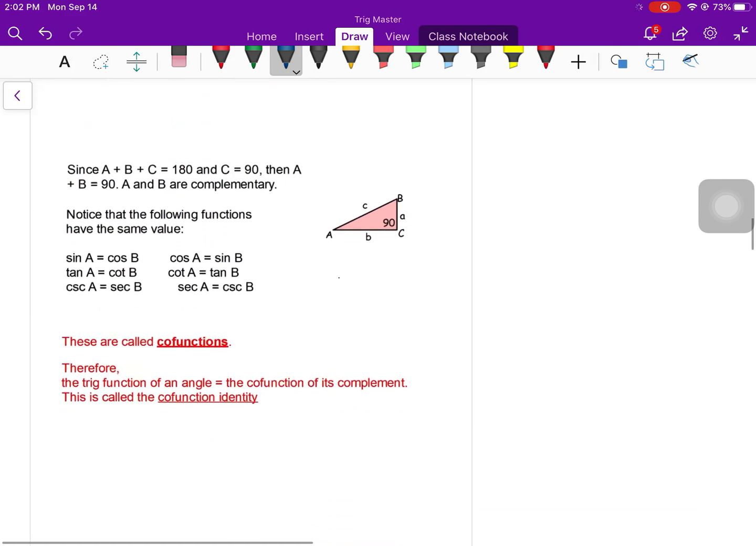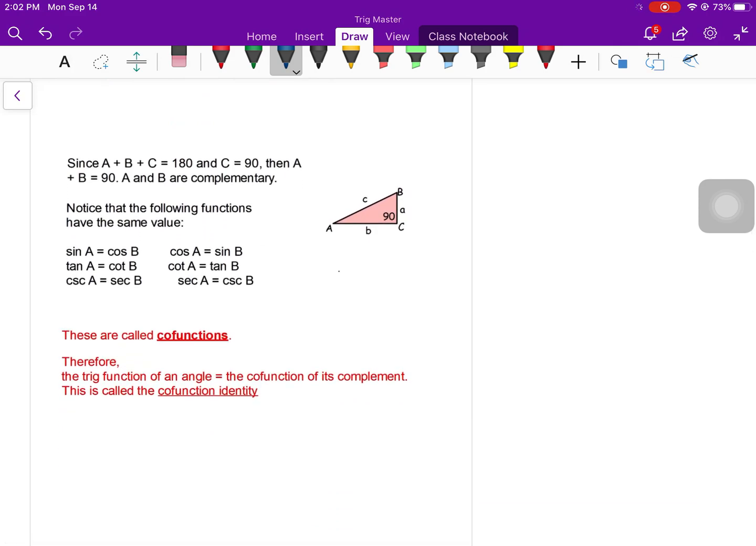All right, so this is the new part. Since A, B, and C all add up to 180, the angles of a triangle add up to 180, and we know C is a right angle in a right triangle, the other 2 angles are complementary. That's not new. What is new is these things called cofunctions. If you take the sine of A, that's the same thing as cosine of B. Or if you take the cosine of A, it's the sine of B, etc.